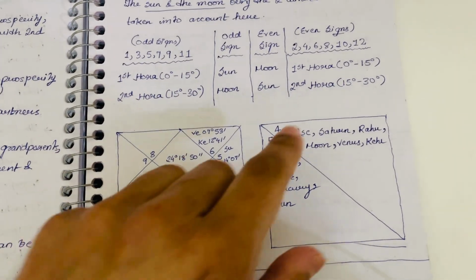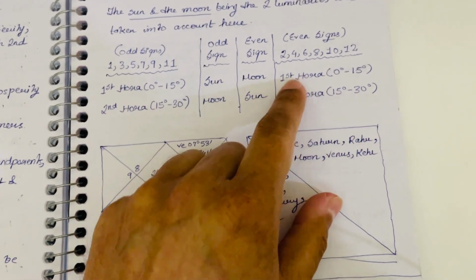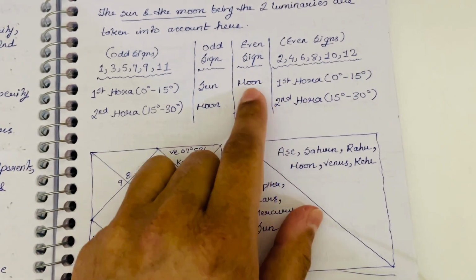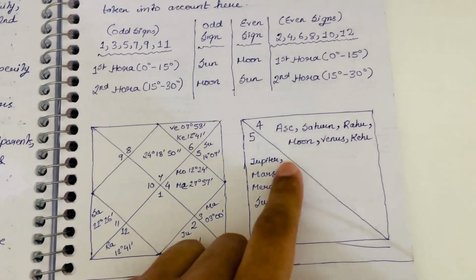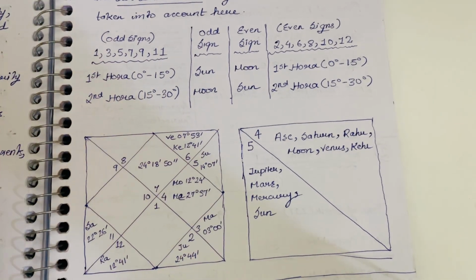12 degree 41 minutes is falling in the first hora, which is 0 degrees to 15 degrees. The first hora of the even sign is ruled by Moon. So Rahu will again fall in Moon. That is the Cancer sign.